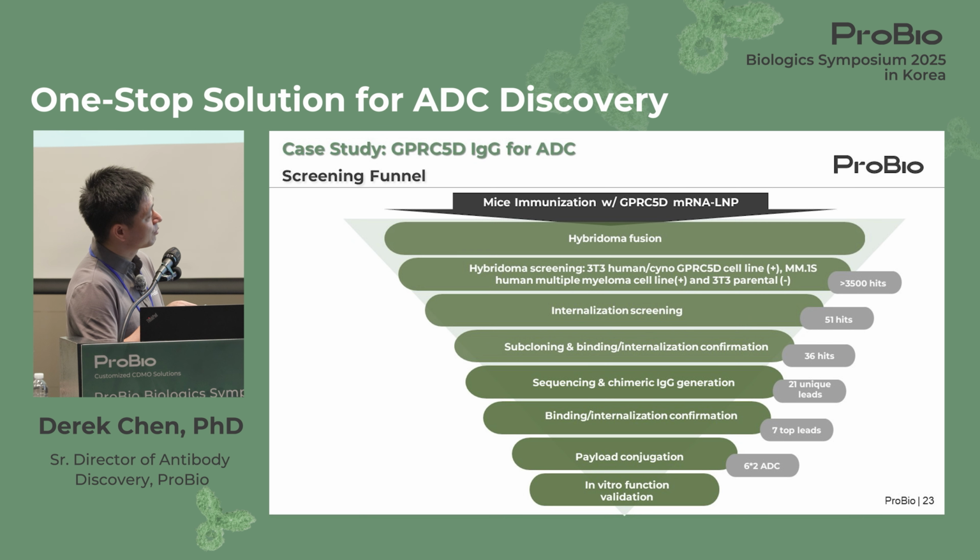After the hybridoma fusions, we screened the hybridomas with both engineered overexpressed human and cyno GPRC5D cell lines, and also the myeloma MM.1S cancer cell line for confirmation of actual cell surface binding. In addition to the antigen binding, we also screened thousands of binders for internalization, the one I mentioned previously, using either the Incucyte or the DT3C systems to narrow down the candidates to roughly 50 hits.